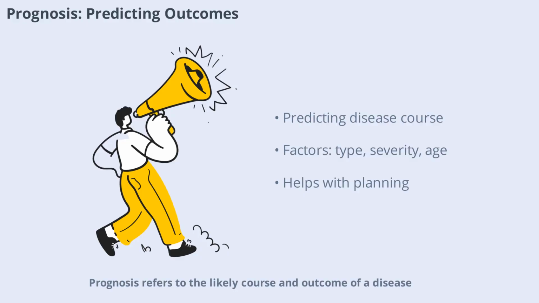Prognosis refers to the likely course and outcome of a disease. It depends on factors like disease type, severity, patient age, and response to treatment. Accurate prognosis helps patients and families plan for the future and make informed decisions about care.